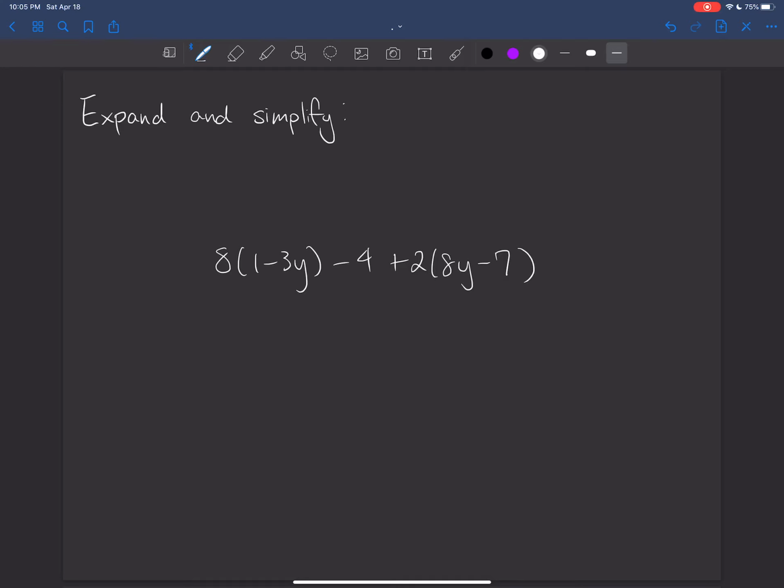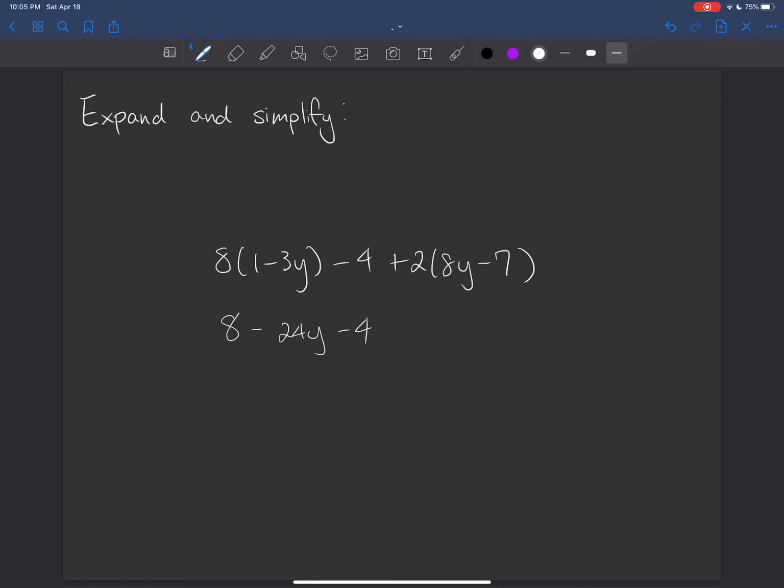All right, let's expand and simplify this expression. First, I want to multiply the coefficient in front of the set of brackets to all the terms inside the brackets, like this. First, I have 8 times 1, which is 8. Then 8 times negative 3y, so minus 24y. And the negative 4 stays the same.